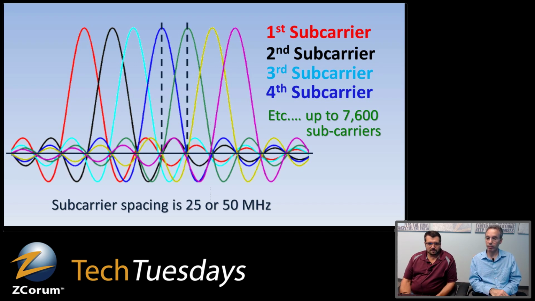Again, the subcarrier spacing is either 25 kilohertz or 50 kilohertz, depending on the configuration, and that affects how many subcarriers you have, right? Yeah, right. There are a lot of advantages to that, because you've got a smaller span, so it's easier to do error correction on those.